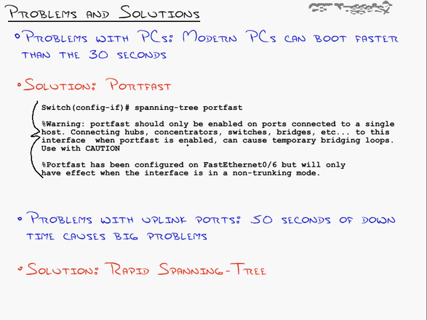The other issue that spanning tree causes is that it has problems with uplink ports, meaning ports connecting to other switches. 50 seconds of downtime in any network can cause big problems. There's a lot that can go wrong during that.